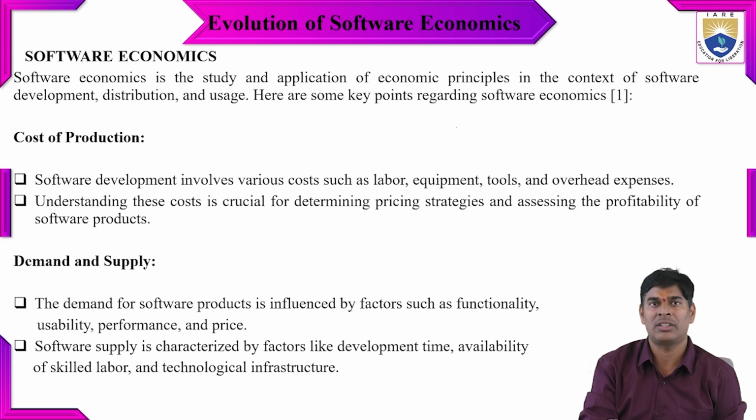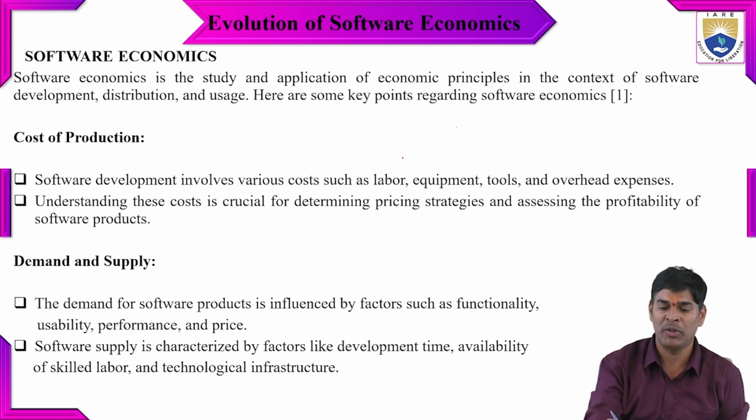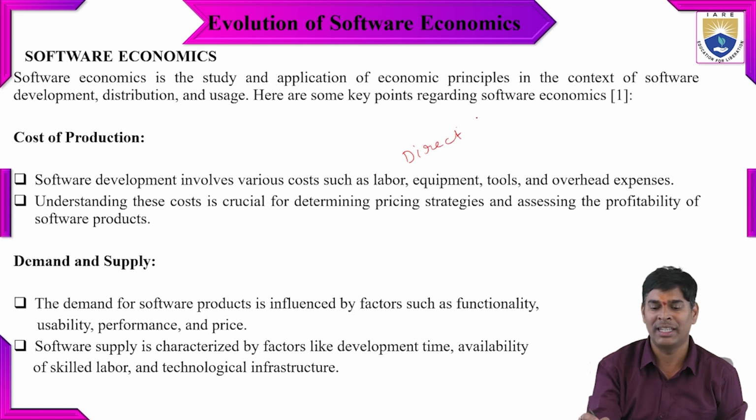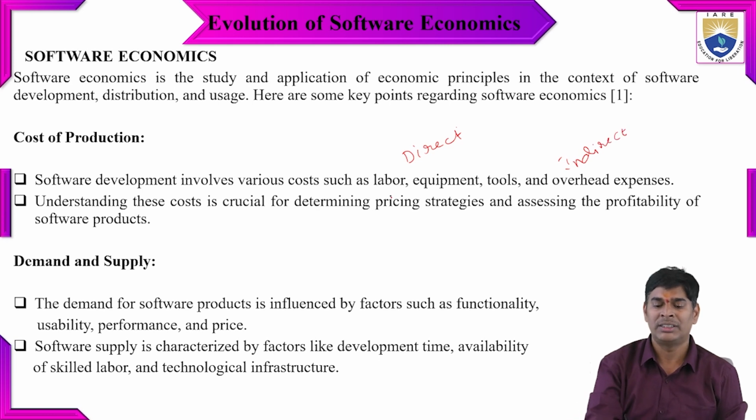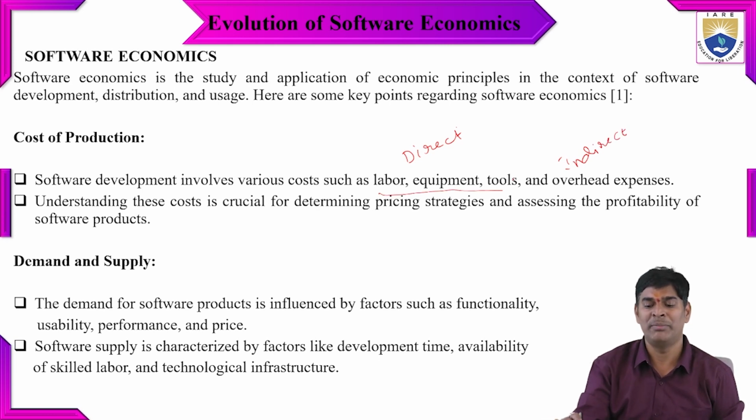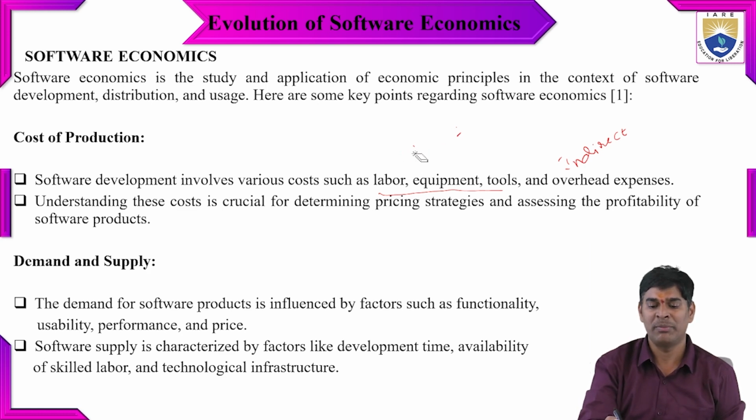The first one is cost of production. Software development involves various costs such as labor, equipment, tools, and overhead expenses. This cost will be analyzed using two techniques: one is direct and the other is indirect. In the direct method, the labor, equipment, and tools have the most impact, and indirect covers the overhead expenses, which are calculated while they are developing the software.